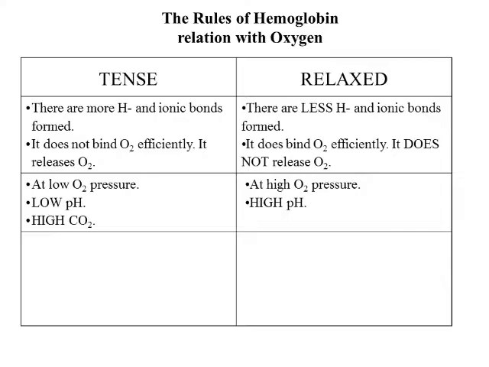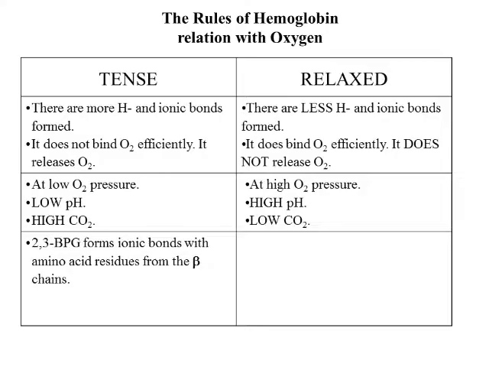The exact opposite, of course, is in the relaxed. High oxygen pressure, maybe around the lung, where the oxygen is 100 torr, or 100%. High pH is usually relaxing for the hemoglobin, and low carbon dioxide. By the way, carbon dioxide is carried by hemoglobin, but most of the carbon dioxide is carried through the blood by the enzyme carbonic anhydrase. The enzyme itself doesn't carry carbon dioxide, but converts it to carbonate, and carbonate is one of the ions carried in the blood. So there are two modes for carbon dioxide to be released.